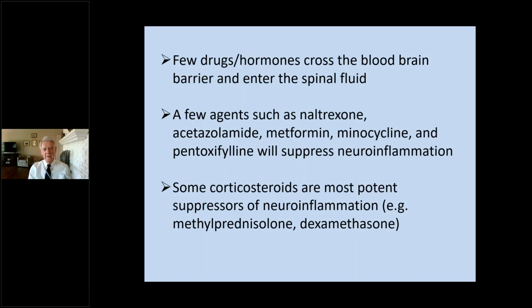Number one, we now know that few drugs or hormones cross the blood-brain barrier and enter the spinal fluid. In order to deal with inflammation in the lower spinal canal, you've got to get drugs that enter the spinal fluid. Spinal fluid itself carries nutrients and drugs to the target sites or to the receptors in the lower spinal column. One thing I want to mention here, only some corticoids will cross the blood-brain barrier and get into the spinal fluid. The most potent ones are methylprednisolone and dexamethasone. Prednisone and hydrocortisone are lesser. So only a couple of these corticoids really get across the blood-brain barrier and enter the spinal fluid in adequate amounts to be very effective.